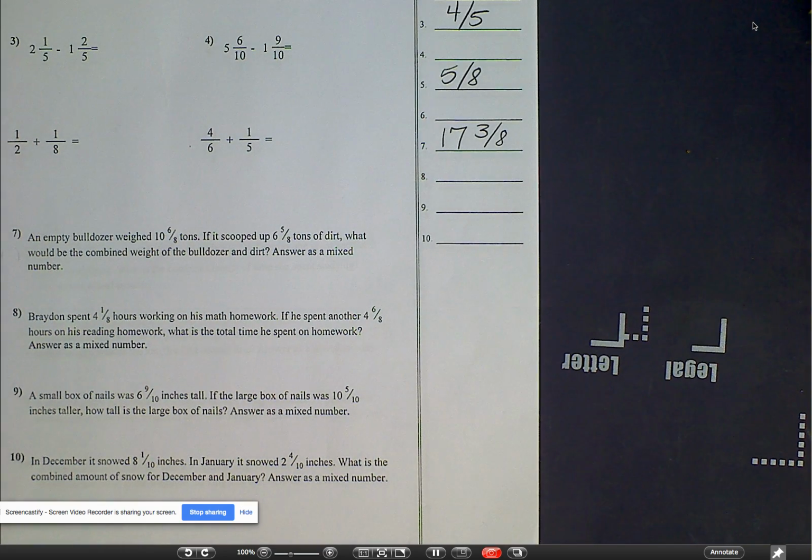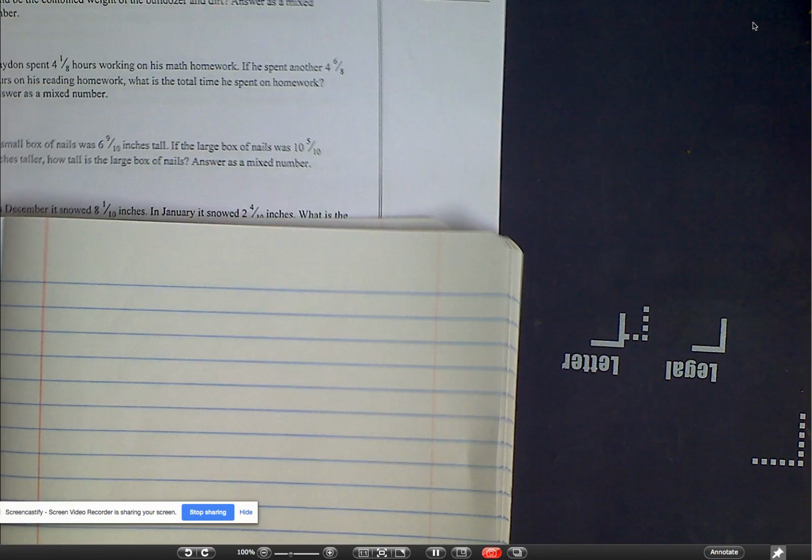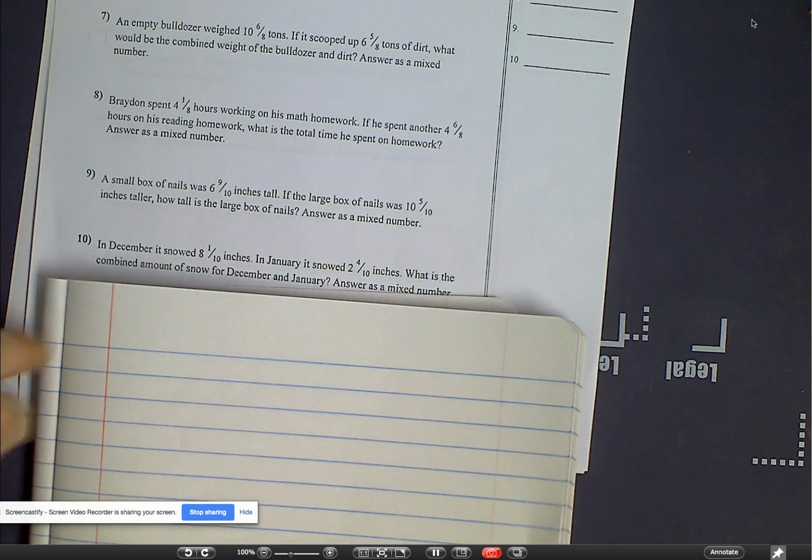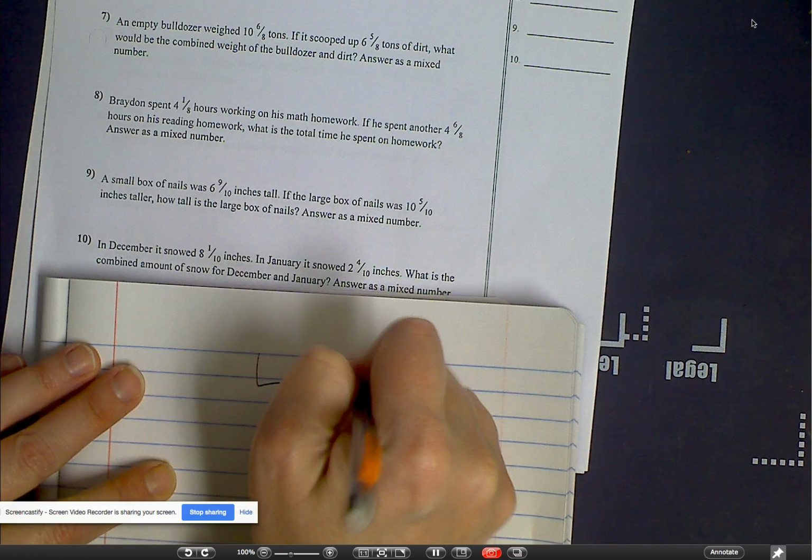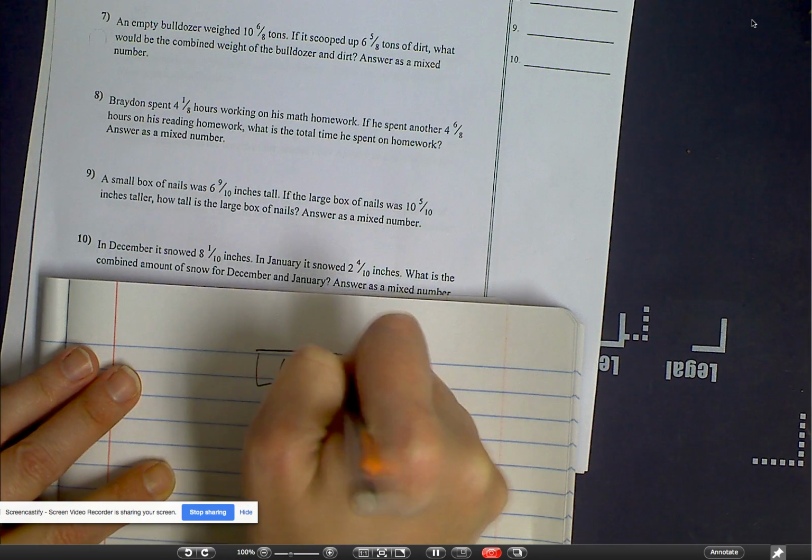Okay, number 9. A small box of nails was 6 9/10 inches tall. If the large box of nails was 10 5/10 inches taller, how tall is the large box of nails? All right, so this is one I like to draw a picture of to help me understand it. Okay, a small box of nails. So we have our small box of nails is 6 9/10 inches tall.